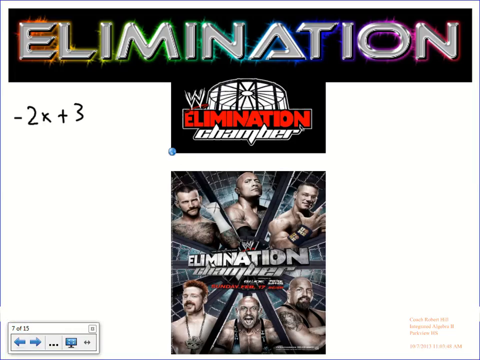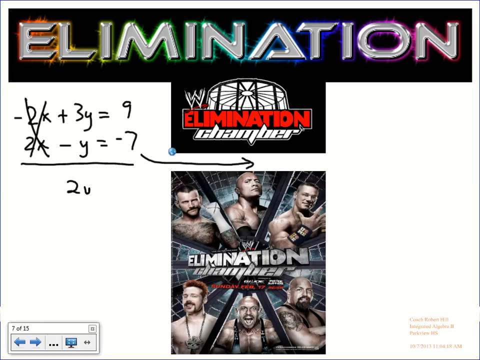Negative 2x plus 3y equals 9, and 2x minus y equals negative 7. I'm not going to give you one like this that doesn't have to go through the elimination chamber. The reason it doesn't is because I already have x's that are canceling out. So this is not that difficult to work because the x's already cancel out. 2y equals 2. Divide by 2, divide by 2, y is 1.